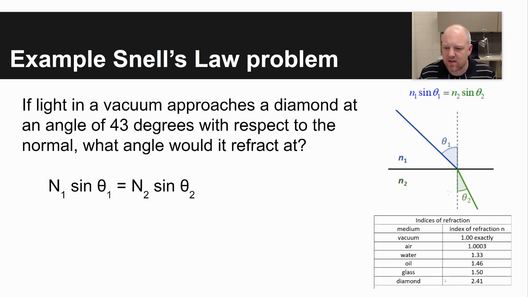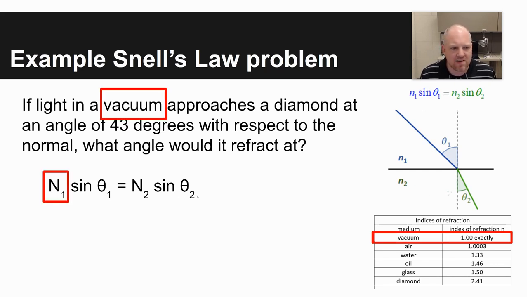That's why diamonds are so sparkly: light bends quite a bit, and so you get lots of bouncing around of light in a diamond. To solve this problem, you'd use the equation again for Snell's law, N1 times sine theta 1. So the index of refraction of substance 1 times the sine of the angle as it's passing through substance 1 is equal to N2, again the index of refraction of substance 2, times sine theta 2.